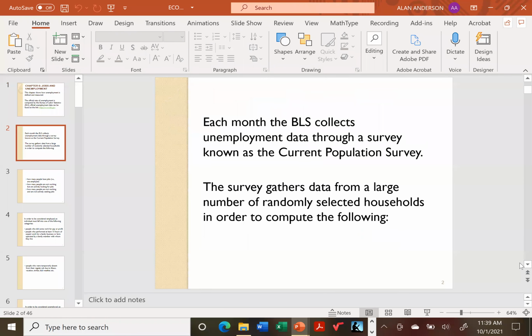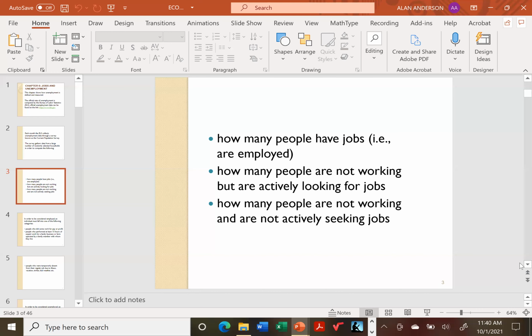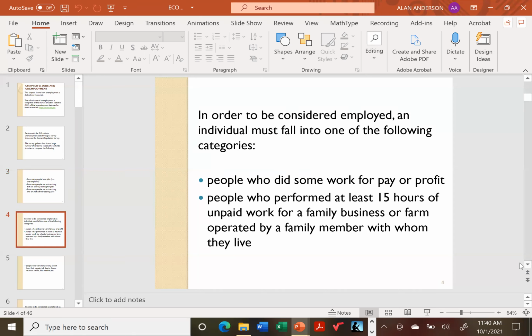So anyway, the BLS gathers this information through the so-called Current Population Survey. And what are they trying to do? They want to find out what our employment status is. Like, do you have a job? If you're not employed, are you looking for a job? These are important details because we need to know who's in the labor force, who's in the working age population. And those are going to help us figure out the unemployment rate.